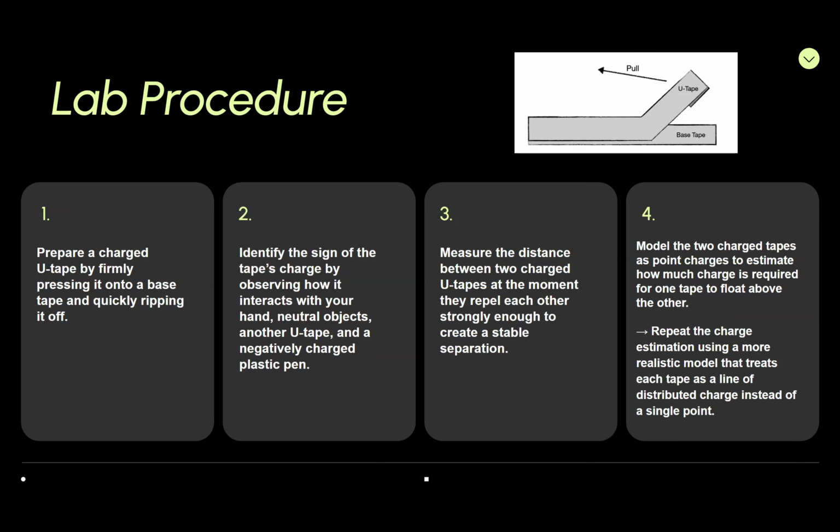For the procedure, you prepare a charged U-tape by firmly pressing it onto a base tape and ripping it off quickly, which will create the charge. Identify the sign of the charged tape by observing how it interacts with your hand, neutral objects, other U-tapes, and a negatively charged plastic pen. Measure the distance between two charged U-tapes at the moment they repel each other strongly enough to create a stable separation. Finally, model the two charged tapes as point charges to estimate how much charge is required for one tape to float above the other. Then repeat the charge estimation using a more realistic model that treats each tape as a line of distributed charge instead of a single point.